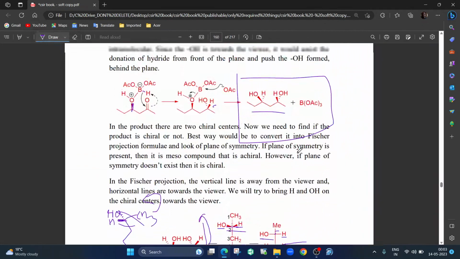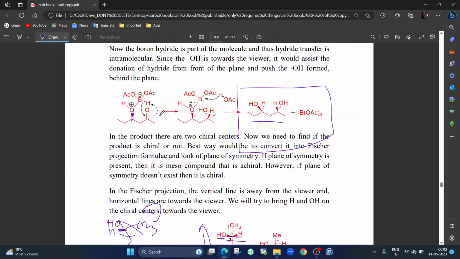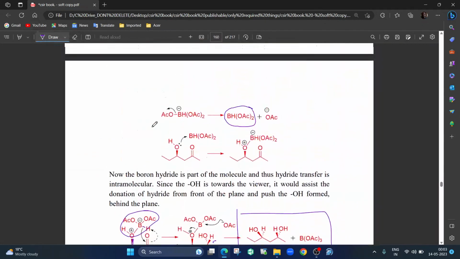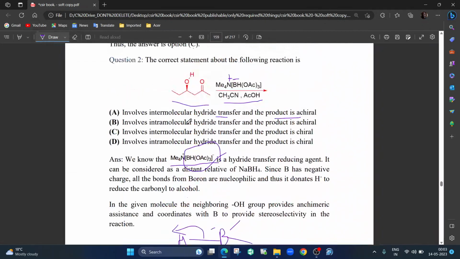Now, as you can see in the question, the hydride transfer happened intramolecularly. It happened within the molecule. Though initially it looked like this far relative of NaBH4 would donate hydride, first what happens is it acts as an electrophile. This goes and attacks, and then intramolecular hydride transfer occurs. So the answer will be intramolecular hydride transfer, and the product is chiral. So D is the answer: it involves intramolecular hydride transfer, and the product is chiral.